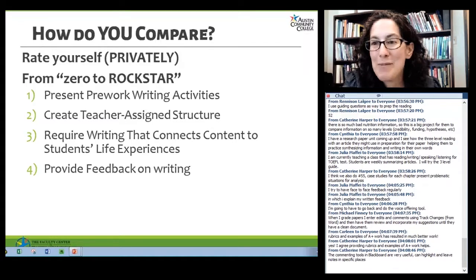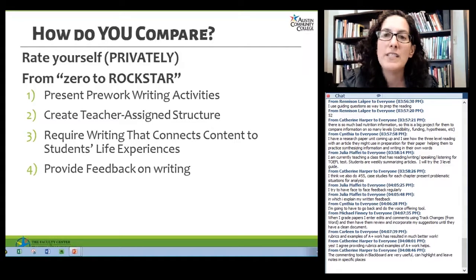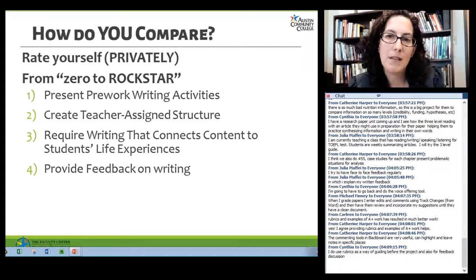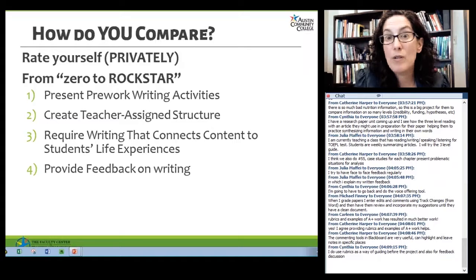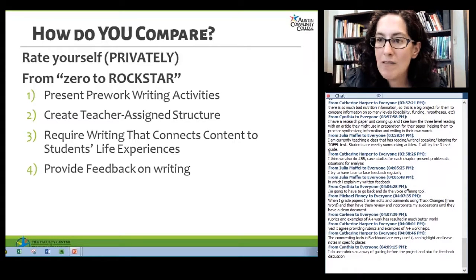And Catherine likes rubrics as well, and those examples, yeah, they're very valuable, and you don't have to do them every time. Maybe a rubric this time, an example next time, or do them both, but they can really be valuable.